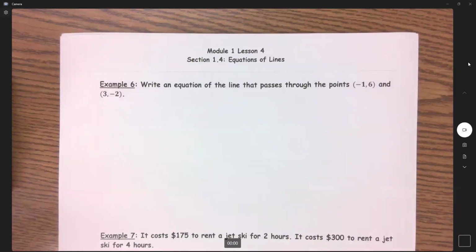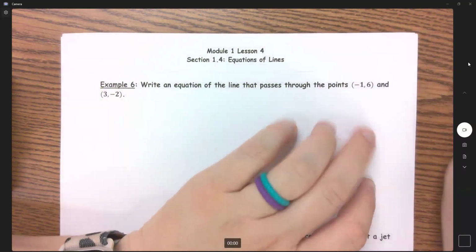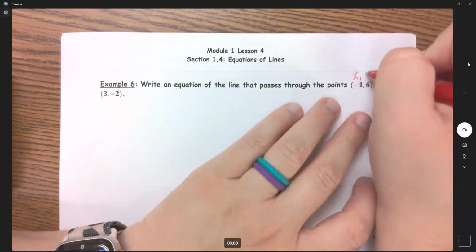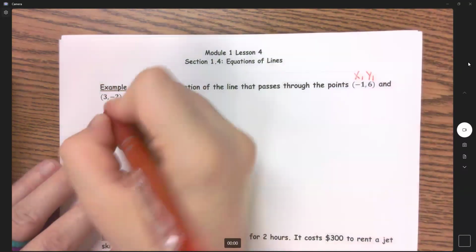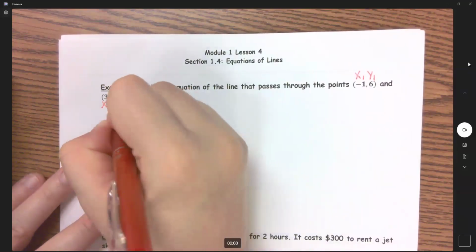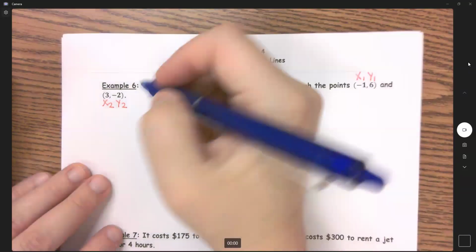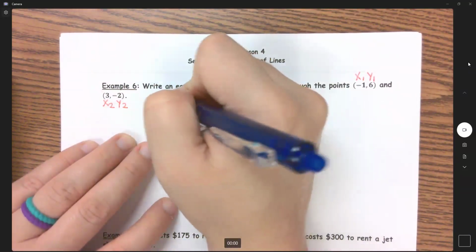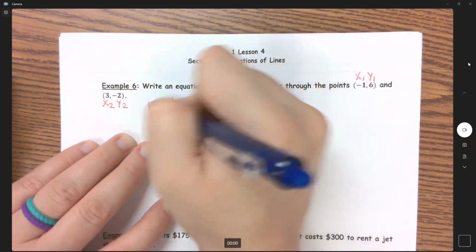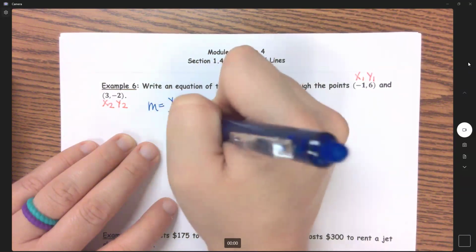Examples 6 and 7 really put last lesson, lesson 3, and this lesson together. Example 6 says write an equation of a line that passes through the points (-1, 6) and (3, -2). So the first thing we need to do is find the slope between these 2 points. If this is my x1, y1, and then x2, y2, let's find the slope. My slope formula is y2 minus y1 over x2 minus x1.